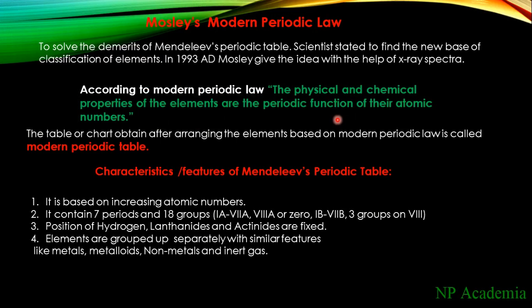Physical means the appearance and chemical means the internal composition of that element. Periodic function means they will repeat their characteristics after some interval of period.